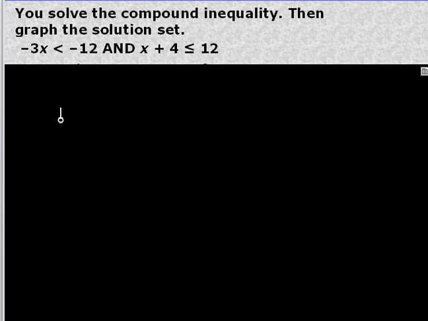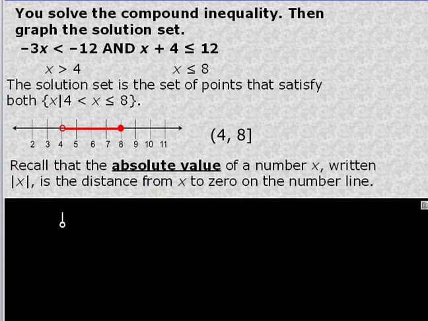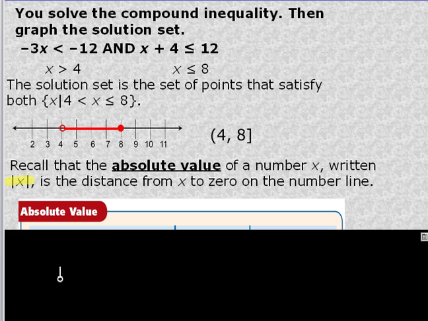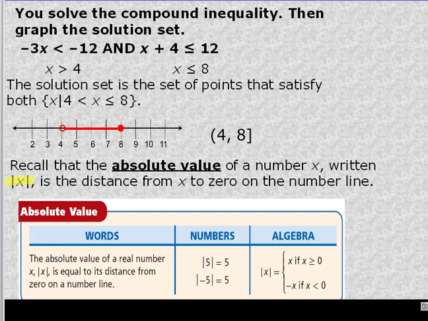All right, so how does this all relate to absolute value functions? Well, absolute value functions are actually like compound statements. So recall the absolute value function of a number x, written like the vertical bar x vertical bar, is the distance from x to 0 on the number line. So the absolute value of 5 is 5. It's 5 units from 0, and the absolute value of -5 is 5, because -5 is 5 units from 0.